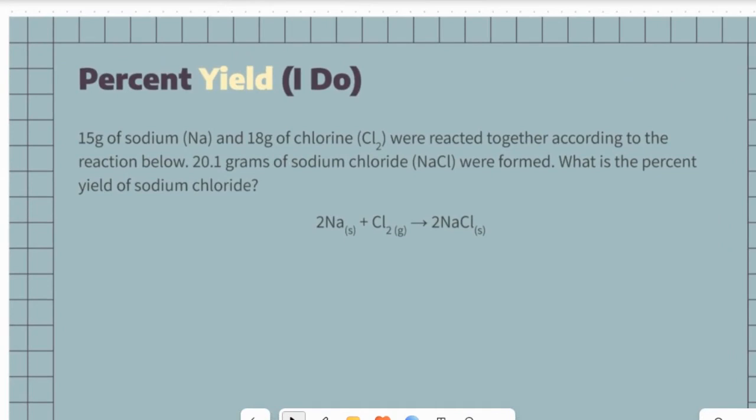In this question, it says 15 grams of sodium and 18 grams of chlorine were reacted together according to the reaction below. 20.1 grams of sodium chloride were formed. What is the percent yield? So I have two different amounts of reactants here.